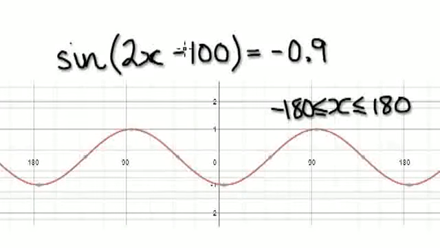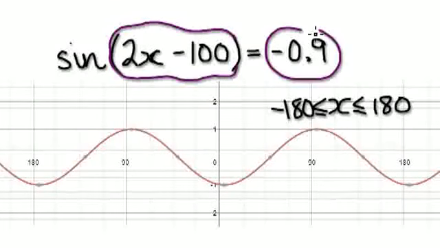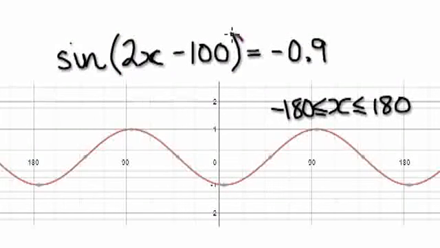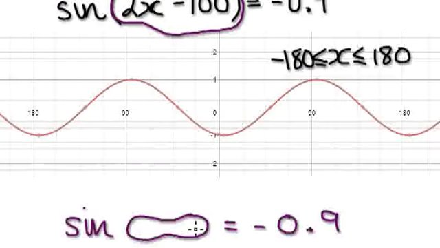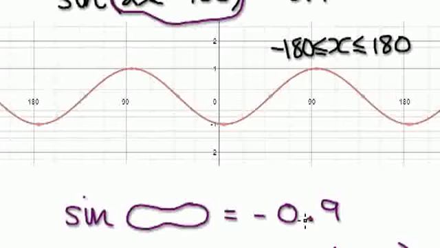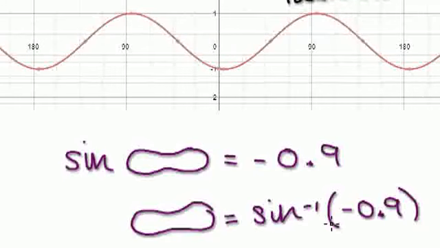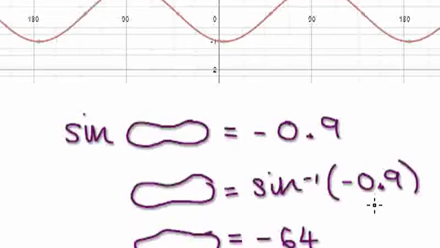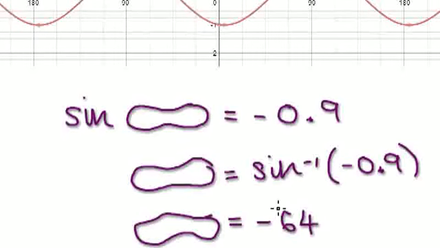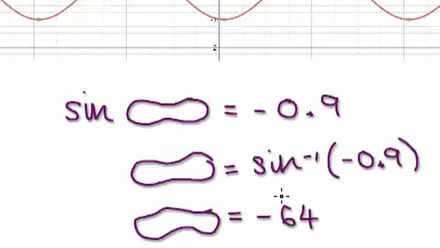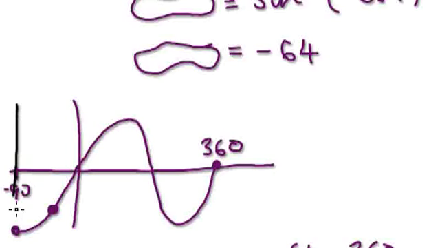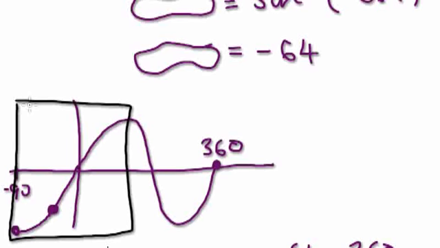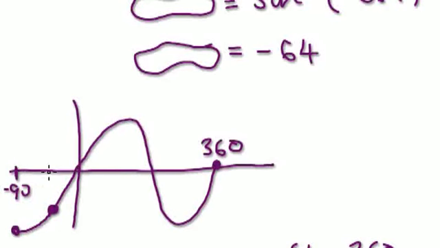Okay, so to do this here, imagine this as being sine bubble equals negative 0.9. So that means bubble here equals inverse sine of negative 0.9, and then you would jump to your calculator, and it will give you this principal solution here. Remember, when it comes to sine, the principal solution is in this range here. So your calculator will give you a solution within this range here.